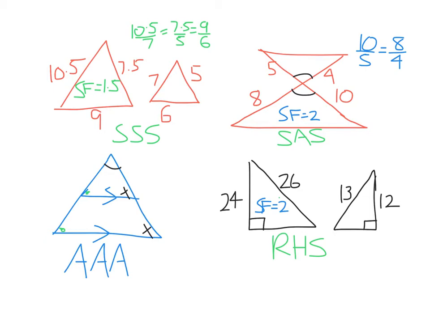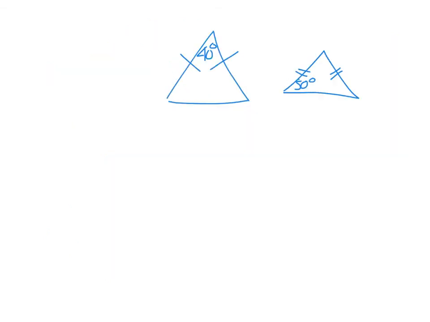So note the 3 tests in green involve 2 pairs of corresponding sides being in the same proportion, and the blue one, the AAA, doesn't. So that's how you can differentiate those tests. We also need to be able to explain why two triangles are not similar, which we'll do on the next slide. So let's look at these two triangles.